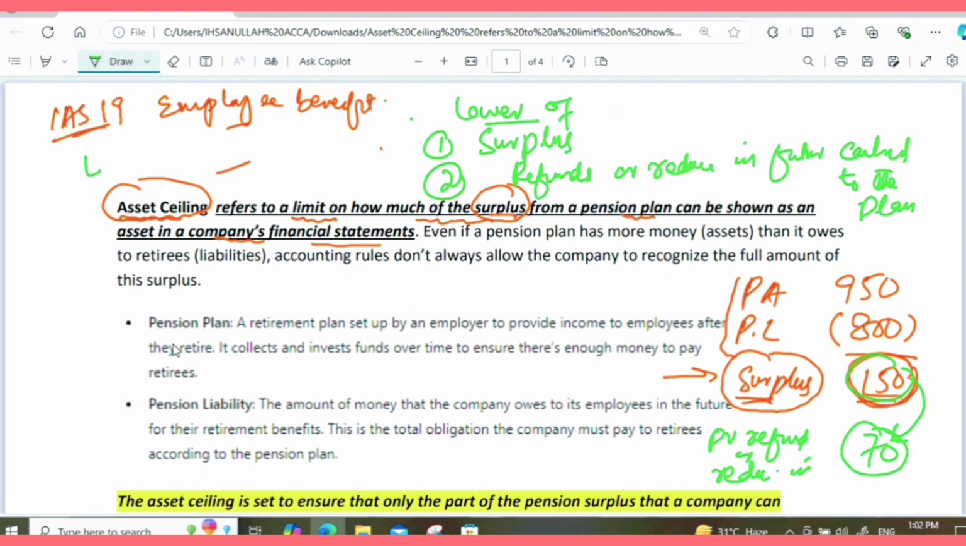Clear? Now, if the limit is lower, we will have to remeasure, and the loss will be charged to the OCI, other comprehensive income. So you will write remeasurement loss of 150 less 70, which gives 80. This will be recognized in your statement of other comprehensive income. Clear?